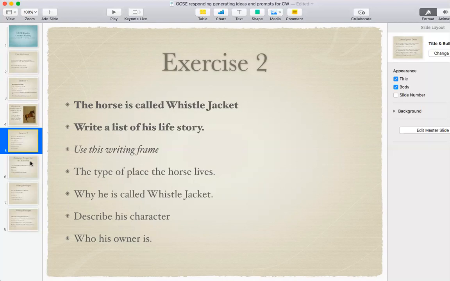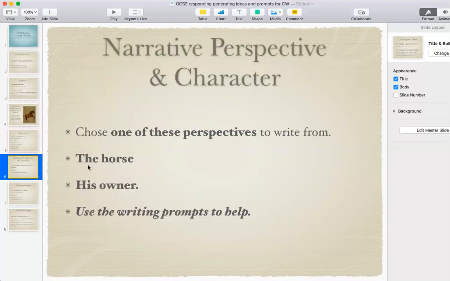When you've done that, I want you then to move on to choosing one of these perspectives. A narrative perspective is the perspective that the character is coming from. I want you to choose one of these perspectives to write from. You either write from the horse's perspective or his owner's, right? And you can use these writing prompts to help.